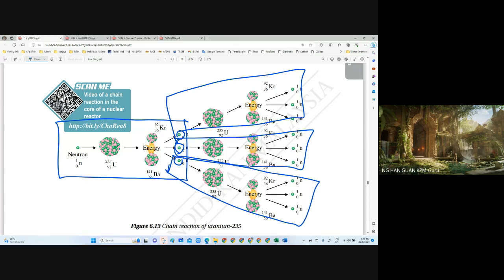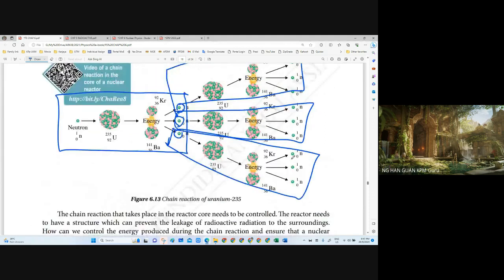So this is for the first generation. And then from this, one becomes three, three will become 9 for the next generation. And the 9 become 27. 27 multiplied by 3 again becomes 81. And then it continues for the next generation.